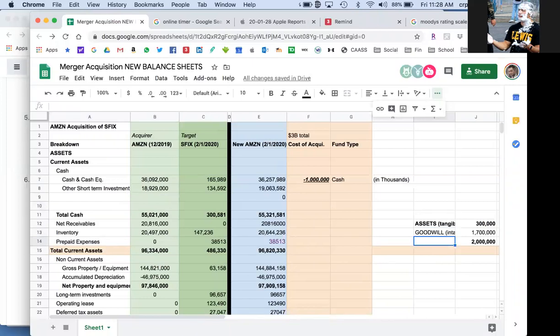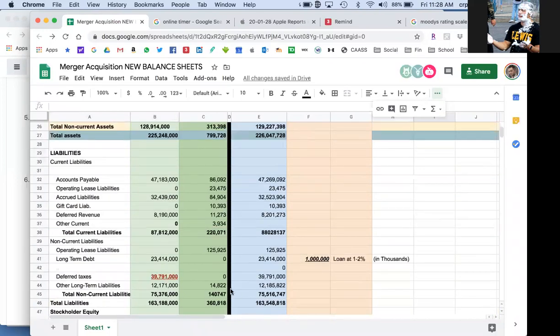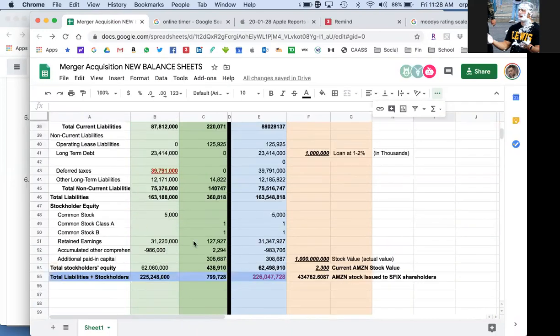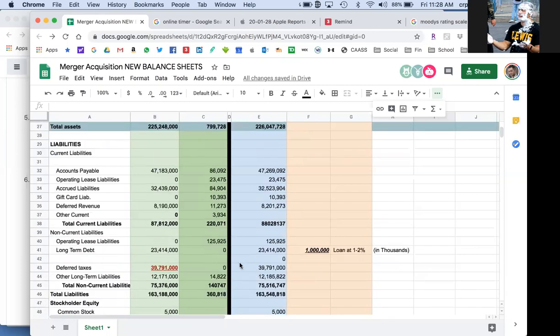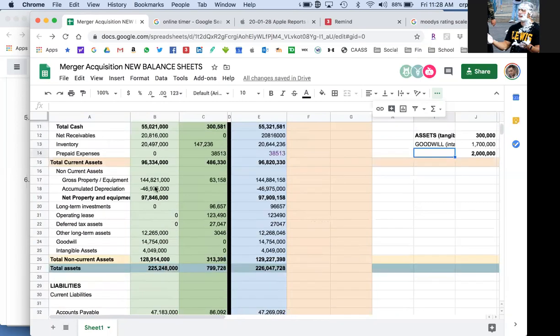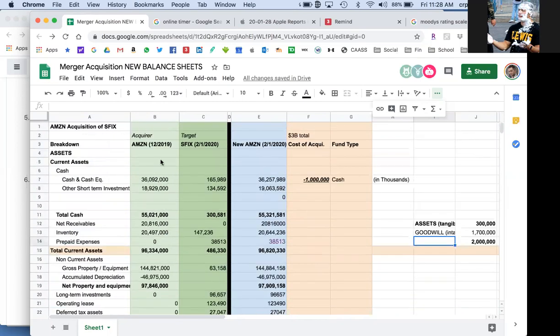Does that make sense? Once again, I know that was new. I'm not asking you guys to do that, right? I'm not asking you to change stockholders' equity. I'm not asking you to go in and do what I just did with calculating goodwill and all that.